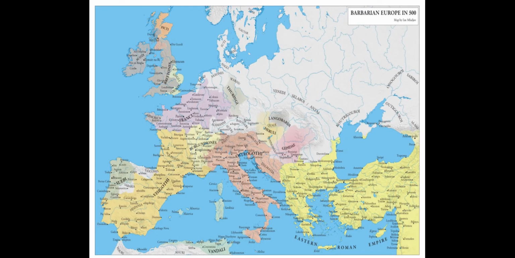Here's a map of 500 CE. Notice all the different colors that represent different kingdoms that arise within Western Europe. Notice that the yellow is consistent in Eastern Europe as the Eastern Roman Empire maintains its stronghold for roughly another 1,000 years.